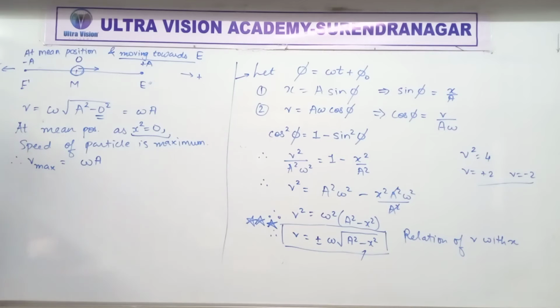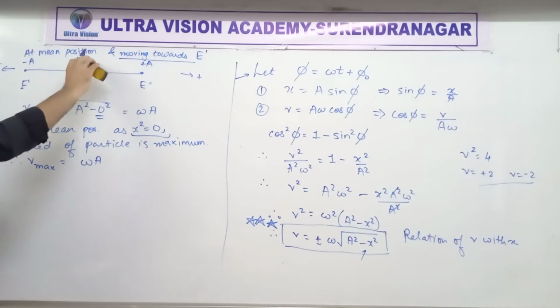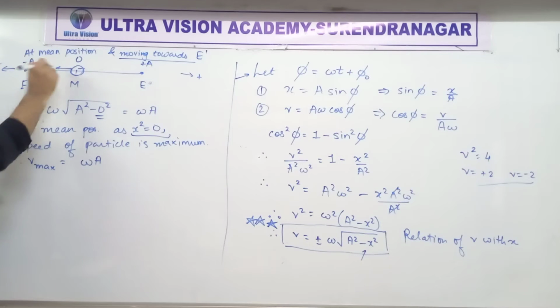Just like this, if instead of moving towards E, it was moving towards E dash, then what would happen? This is going this way. So the velocity will be minus omega a. If instead of moving towards the right side, it was moving towards left side, then the velocity would be minus omega a. Speed would still be the same.